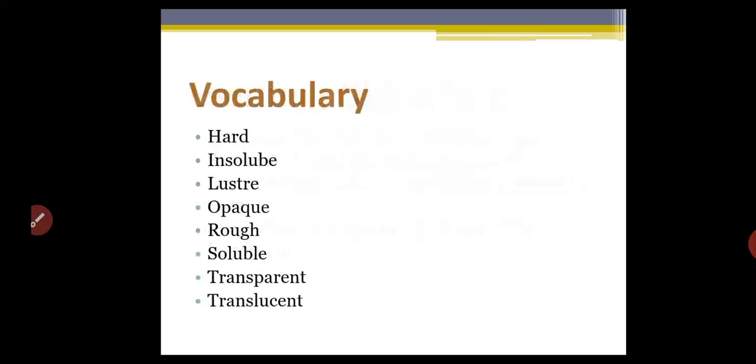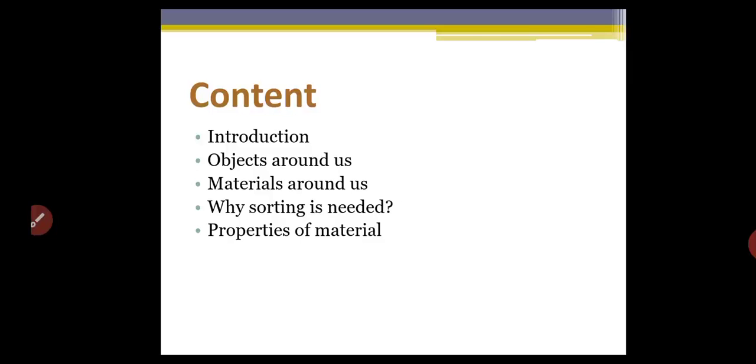Vocabulary words are hard, insoluble, luster, opaque, rough, soluble, transparent, and translucent. The content we are going to cover in this chapter is introduction, objects around us, materials around us, why sorting is needed, and the properties of materials.